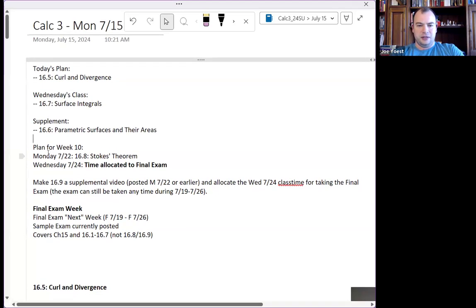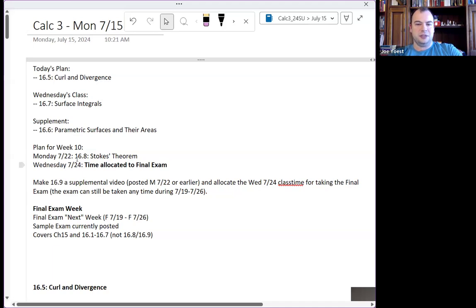We had a short discussion on the plan for next week as well, for week 10. On Monday, we're going to cover Stokes' theorem. On Wednesday, we're going to consider the time that would be allocated to class time on Wednesday. That's the time we're allocating to the final exam. And for 16.9 on the divergence theorem, a supplement will be posted, at the latest on Monday the 22nd, and that'll be available for you.